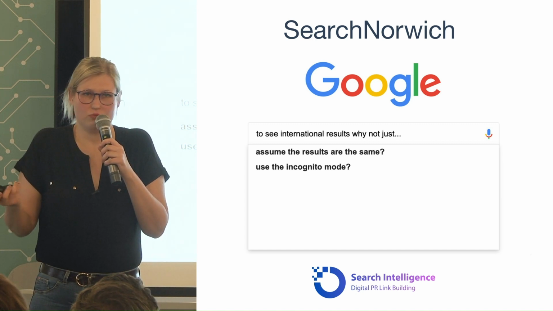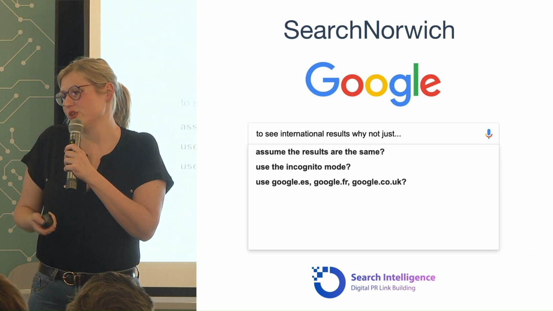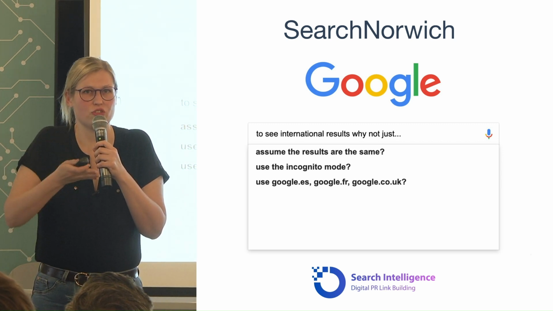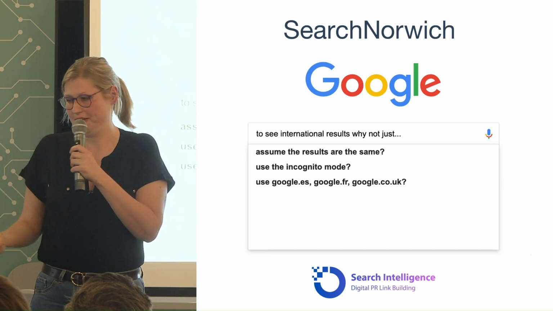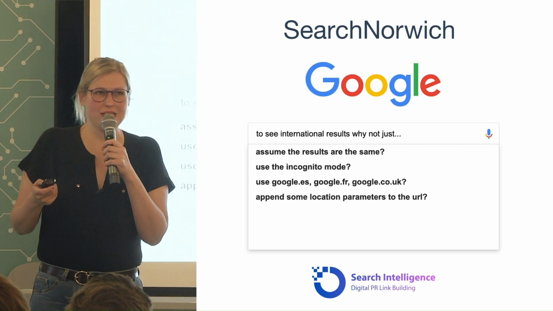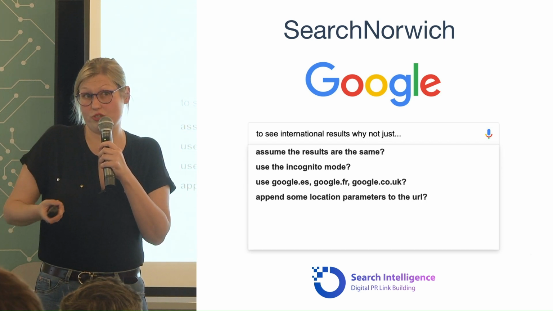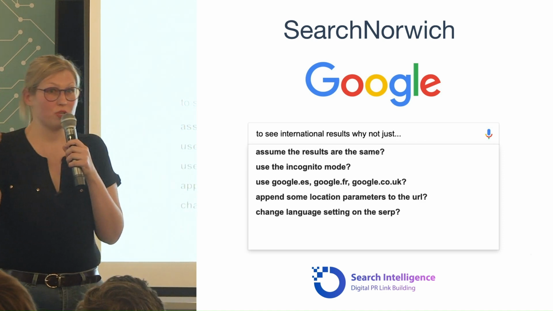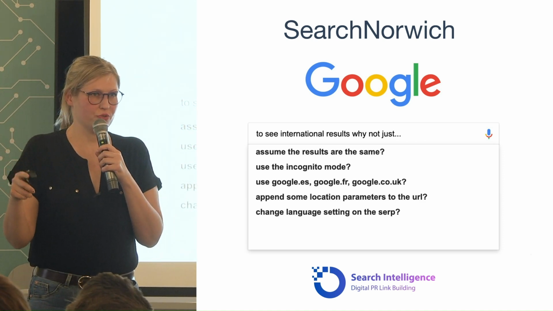Using incognito mode, which we should know by now does not really work, and it's not really incognito. Use Google ES, Google FR, google.co.uk. No, it does not take you to a different Google version. It's still the same Google you're using, even if you navigate to a different address. Use some location parameters. It works to some extent. It will localize some part of the results, but you still see the results as if you're in the country you're based in. So no, also no. And why not change the language setting in the SERP, which is also an option. That also does not take you to a different version of Google.